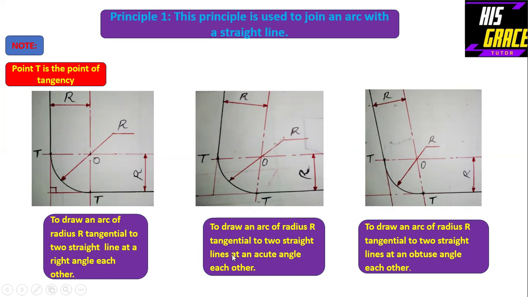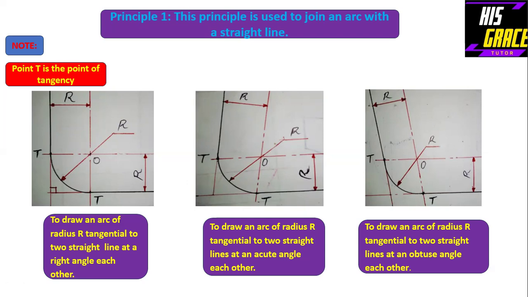Then the next one that we have here is to draw an arc of radius r tangential to two straight lines at an acute angle to each other. So these two lines are at an acute angle, like I think 75 degrees. So 75 degrees is an acute angle. I believe you know the values of the angles that we call acute angle.